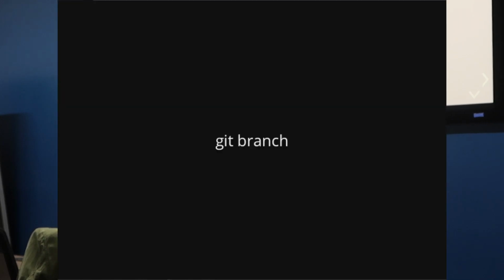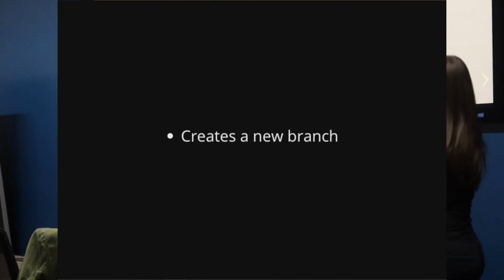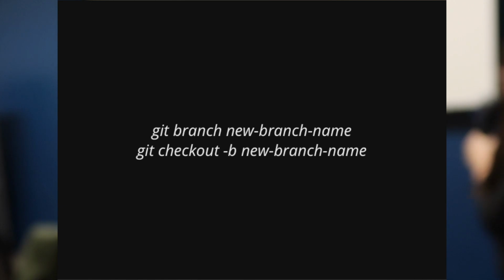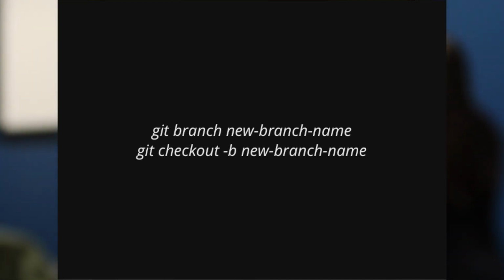I feel like we just did git branch. Git branch basically creates a new branch. So if you run git branch and then the new branch name, you've now created a new branch on your local repository. If you'd like to check that out, you can also run git checkout -b and then your branch name.